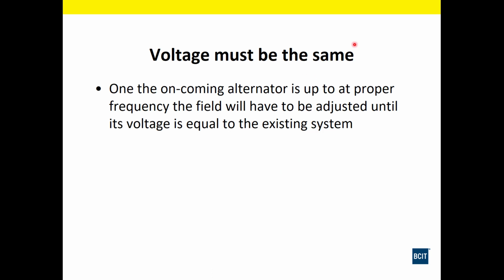Okay, voltage must be the same. Once the oncoming alternator is up to proper frequency, it will have to be adjusted to make sure the voltage is the same. How do we adjust the voltage of an output of an alternator? Well, we adjust the field strength of the rotating field in that alternator. So we'll dial that up and we'll make sure we have 2 voltmeters, one on the existing system, one on the alternator, to make sure those voltages match. And I'm going to show you a video of this. It's pretty cool.